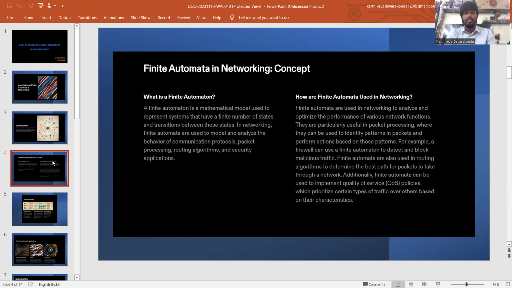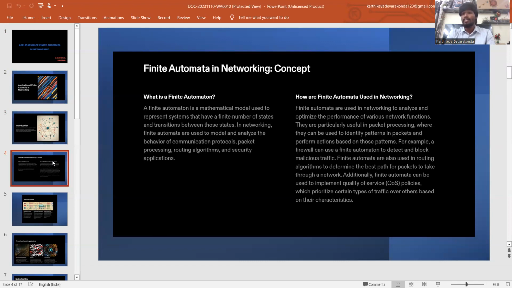Now, what is finite automata? A finite automata is a mathematical model used to represent systems that have a finite number of states and transitions between those states. In networking, finite automata are used to model and analyze the behavior of communication protocols, packet processing, routing algorithms, and security applications.